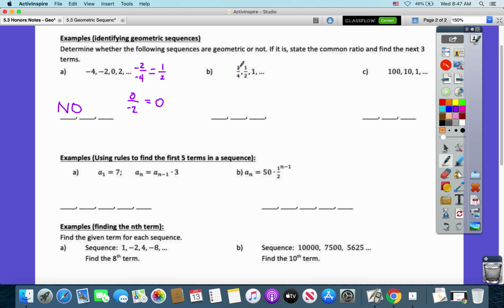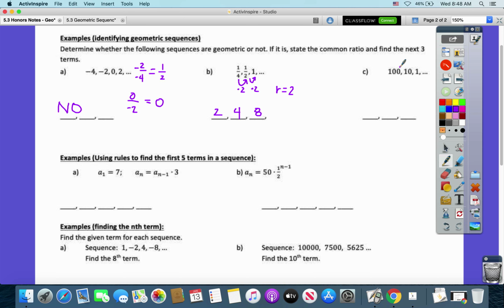Then we have this one. We go from 1/4 to 1/2 to 1. This one, we can see we are multiplying by 2, and then we multiply by 2 again. So we do have this common ratio, r equals 2. So continuing that pattern, 1 times 2 gives us 2, 2 times 2 gives us 4, 4 times 2 gives us 8. So those are the next 3 terms.